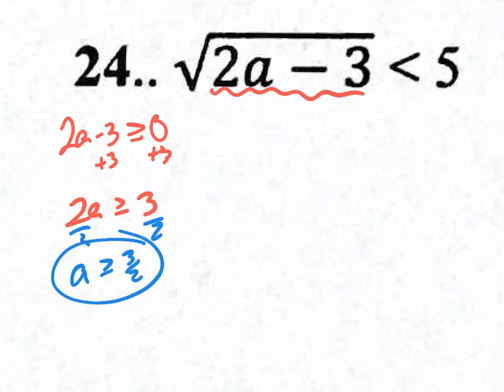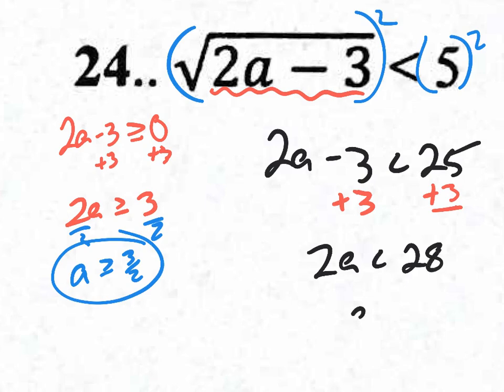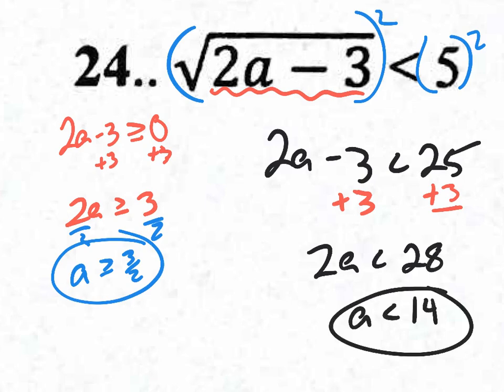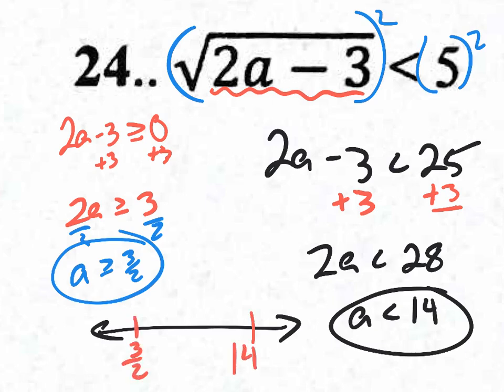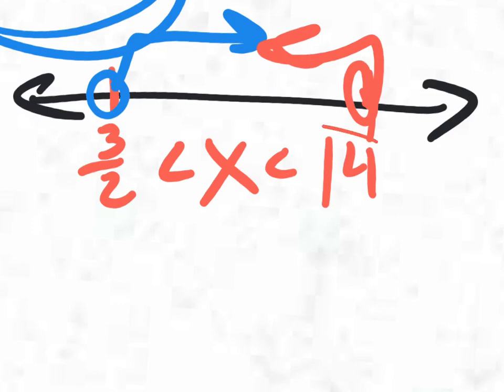That's a possible answer. The other answer comes from squaring both sides of this inequality, and you will have 2a minus 3 is less than 25. And then when you add 3 to both sides, you'll get 2a is less than 28. Divide by 2 on both sides to get a is less than 14. So again, you need to check and see if this is an area that's together or apart or going in the same direction. You want to represent the overlap piece. So right here you'd have 14 on this side, 3 halves on this side. This one says that it's greater than 3 halves. This one says that it's less than 14. So again, it's an area together. Put the a in the middle, put the less than symbols, and you're good to go. That's your compound inequality answer right there.